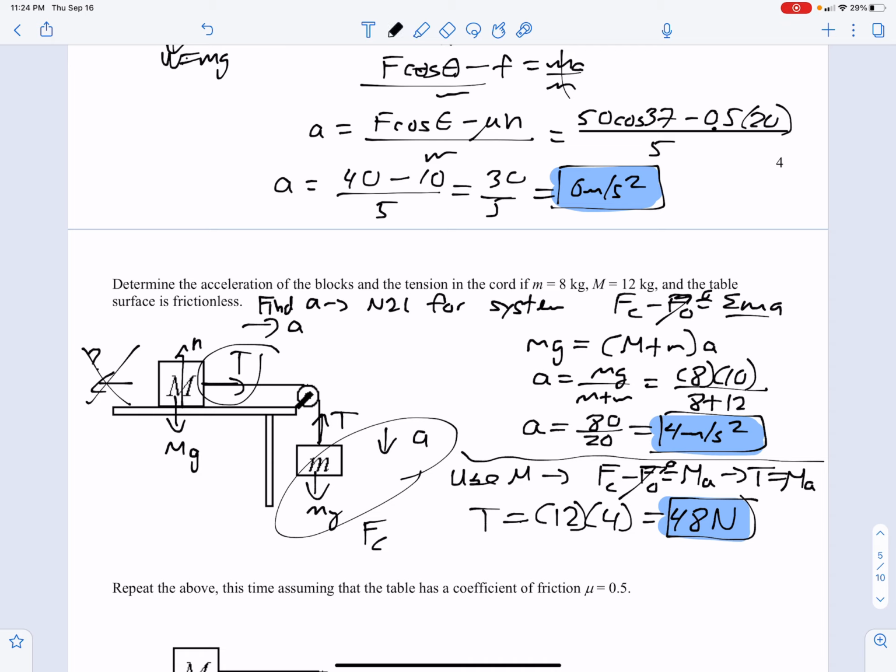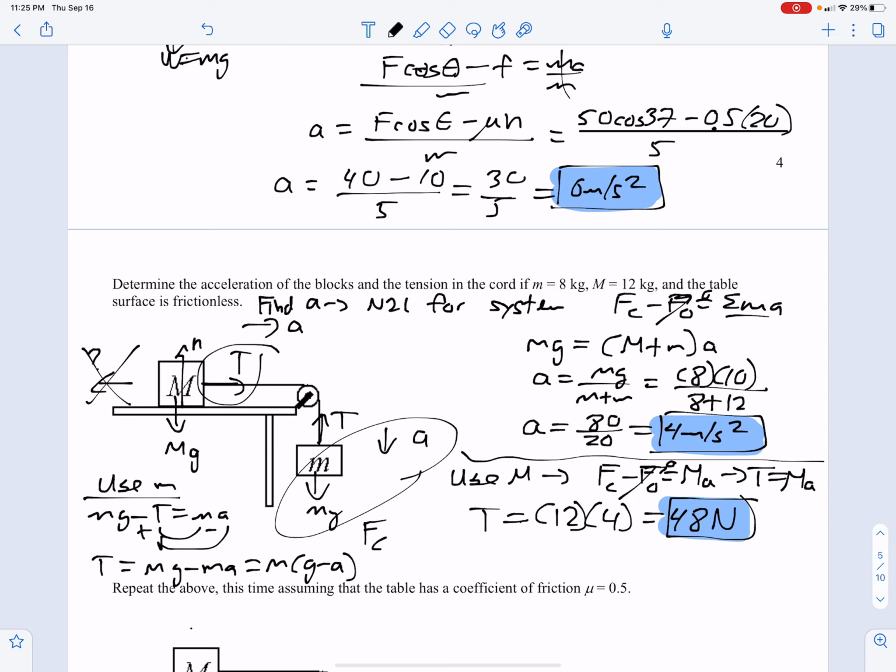Now, just to show the comparison, what if we had chosen little m, this mass right here? Well, in this case, if we used little m, we would have causing force of mg minus tension, this time the opposing force, equals little ma. Add tension, subtract ma, and tension equals mg minus ma, or little m times g minus a, which would be 8 times 10 minus 4. And 10 minus 4 is 6, times 8 is 48 newtons.